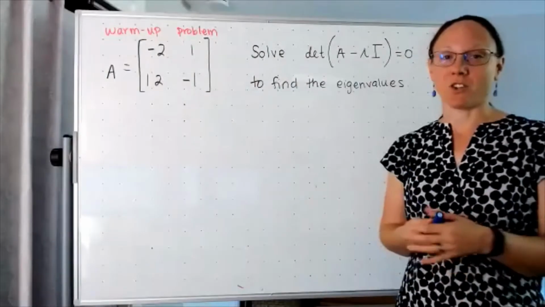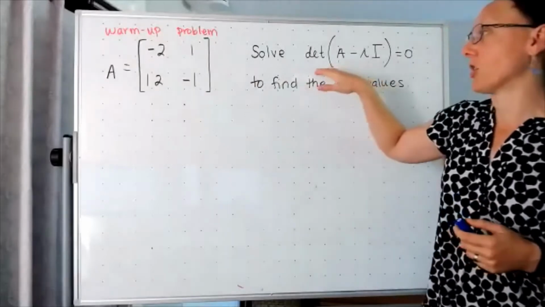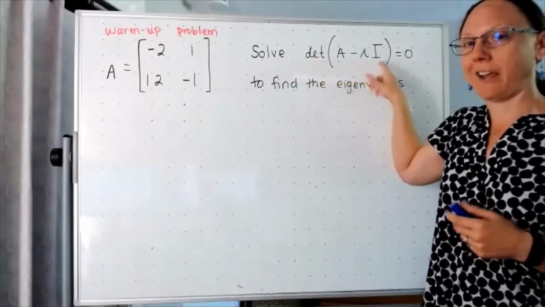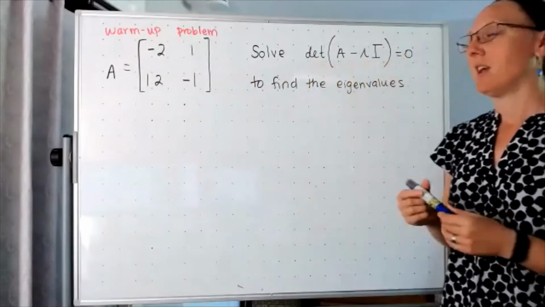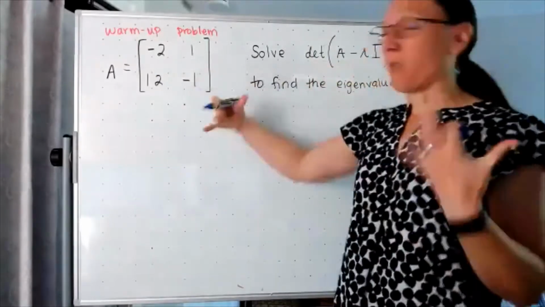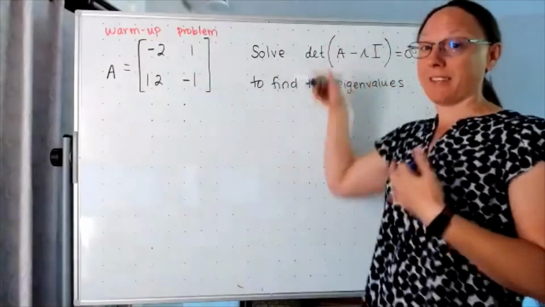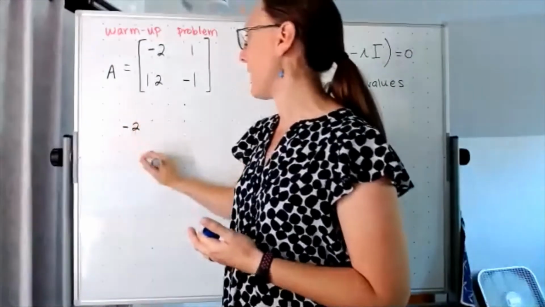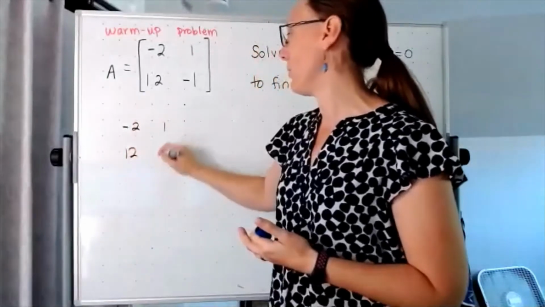And we're always going to start that by solving the equation, letting the determinant of A minus lambda I be equal to 0. So the first thing that we need to do is to set up what this A minus lambda I looks like. I'm going to take -2, 12, 1, -1.